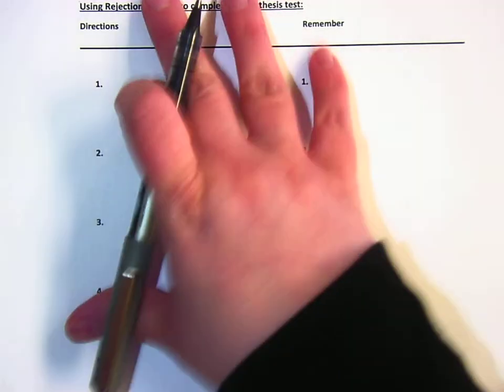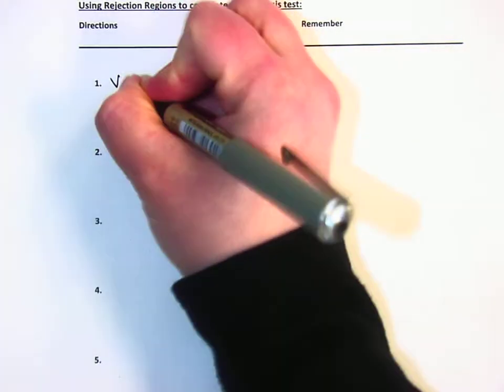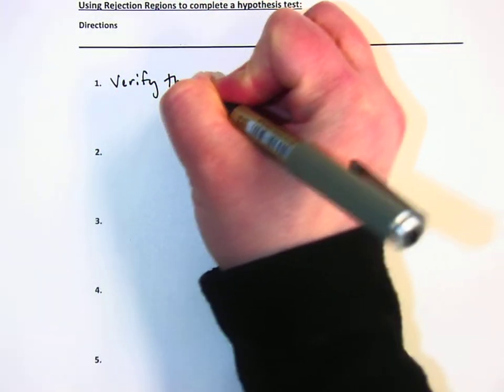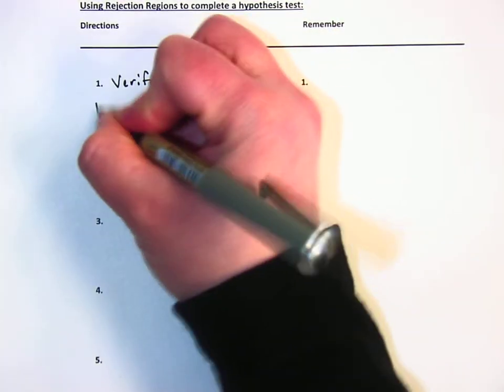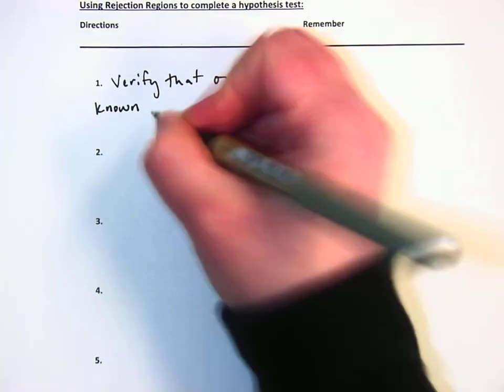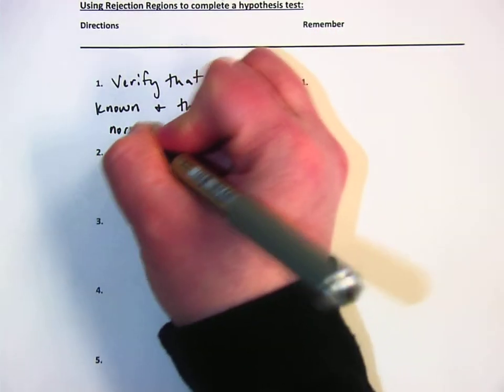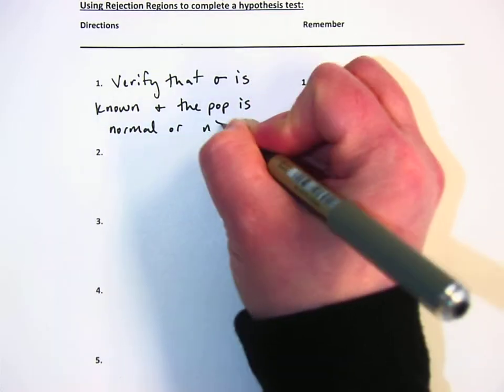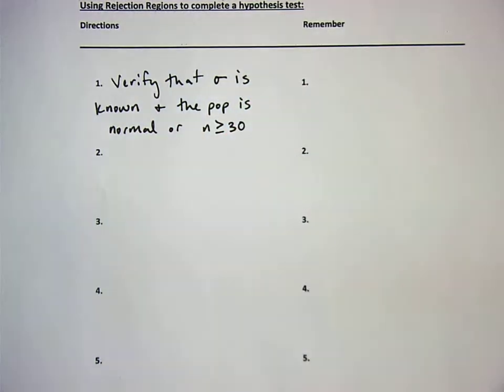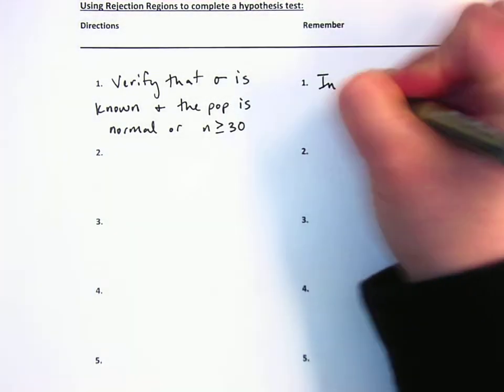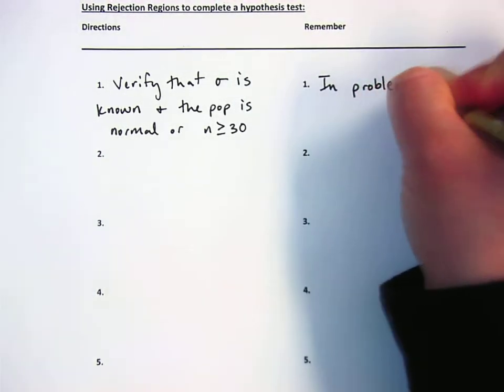The first step of hypothesis testing for a mean with rejection regions is to verify that sigma is known and the population is normal, or n is greater than or equal to 30. I think you remember from the central limit theorem that if we're taking samples where n is greater than or equal to 30, we can basically say that it will be normal. That is in the problem, so it'll say directly whether it is or not.